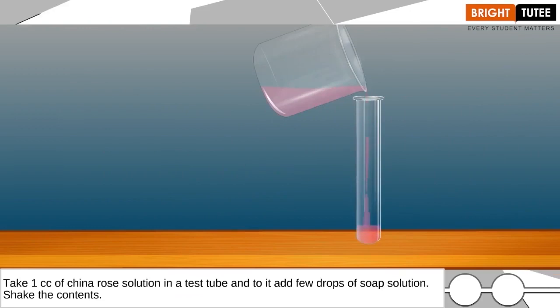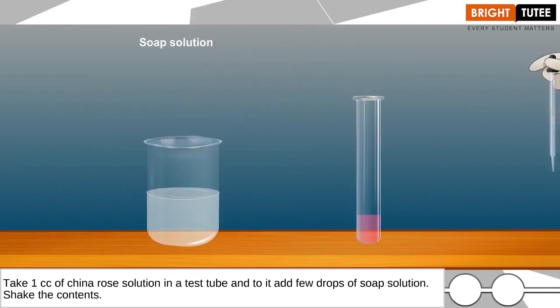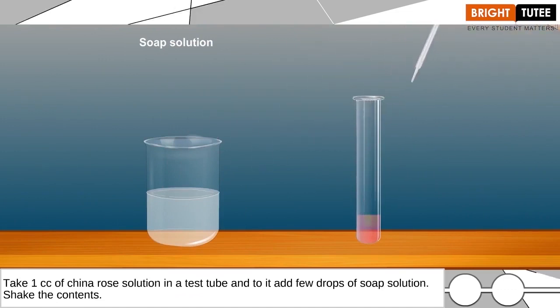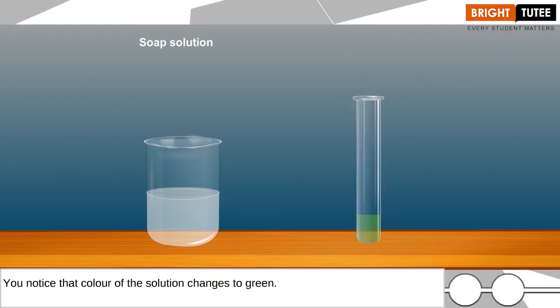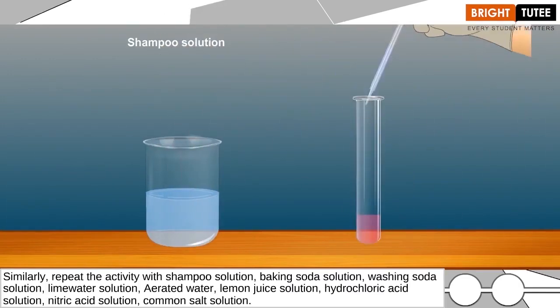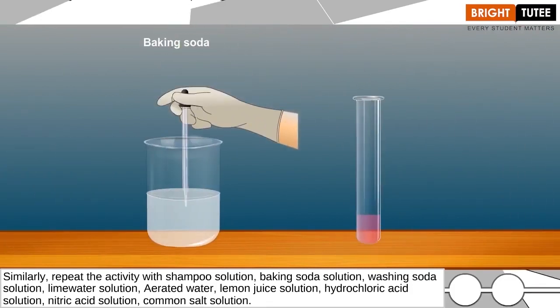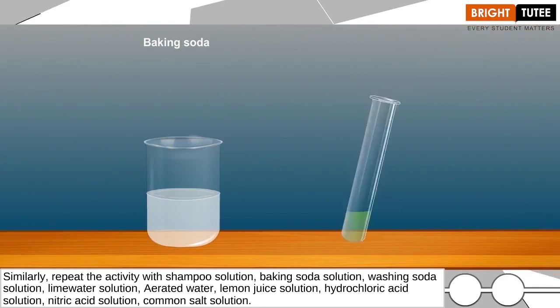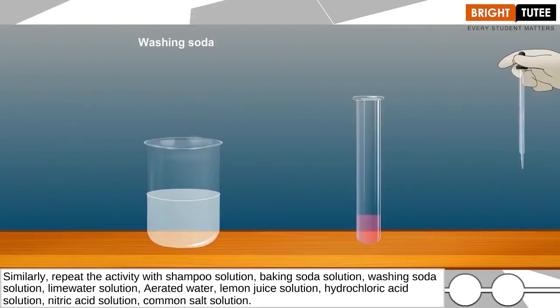Take 1 cc of China rose solution in a test tube and add a few drops of soap solution to it. Shake the contents. You notice that the color of the solution changes to green. Similarly, repeat the activity with shampoo solution, baking soda solution, washing soda solution, lime water solution, aerated water, lemon juice solution, hydrochloric acid solution, nitric acid solution, and common salt solution.